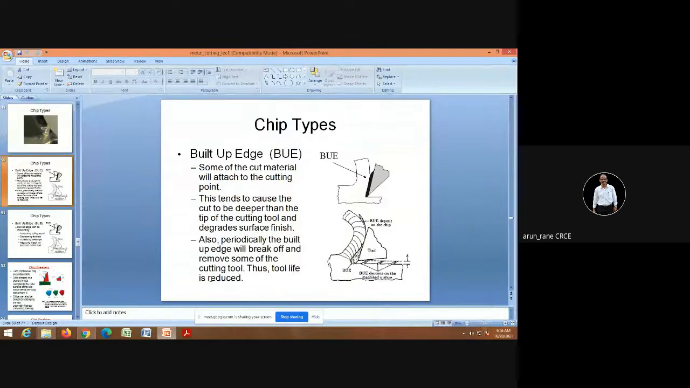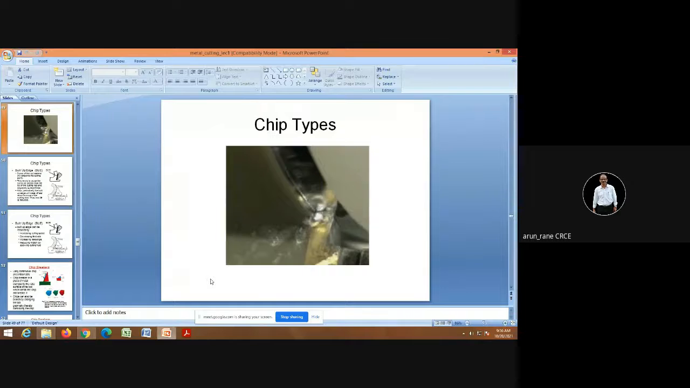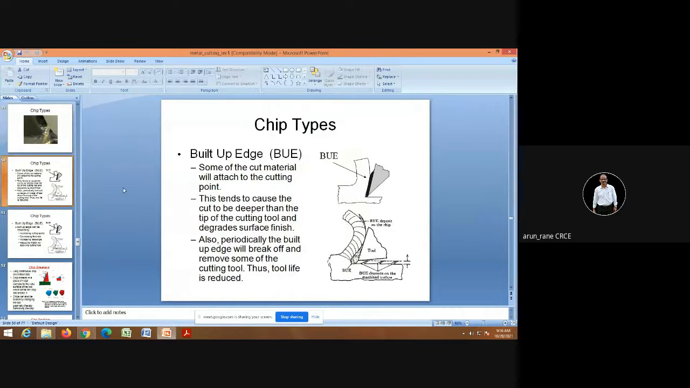Another chip type, the third, is called the built up edge. Built up edge, and the short form is BUE. In MCQ, this will be asked. Of course, in MCQ you have options also, but if the options are very close, then students get confused. So BUE is nothing but a built up edge. This, ये जो दिख रहा है, is called the built up edge.